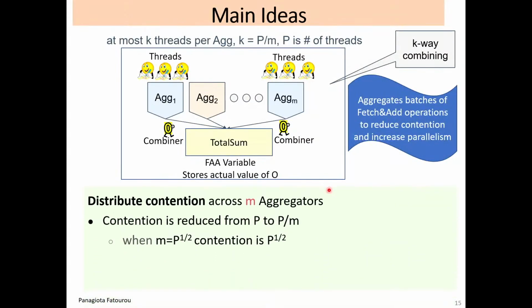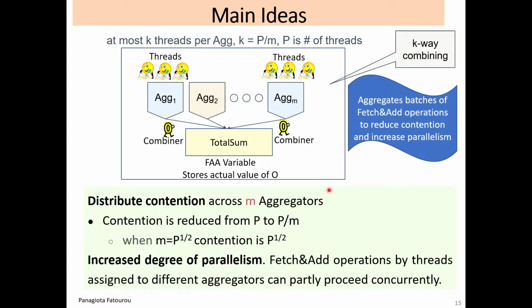The goal is to distribute the contention across the M aggregators, so the contention is now reduced from P, which was previously because all the P threads would go to the same shared variable and perform the hardware fetch and add, to P over M. And P is the number of threads, M is the number of aggregators. And note that when M equals square root of P, the contention becomes also square root of P. And of course, you can tune your system to get nice trade-offs there, okay?